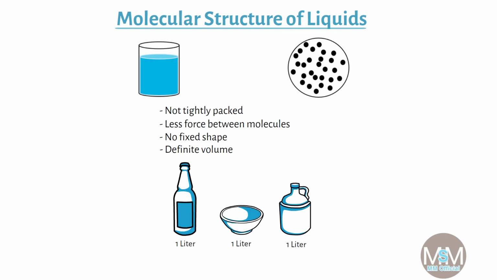For example, if you take 3 pots of different shapes as shown here and pour 1 liter of water into each of them, then water takes the shape of the pot, but in every pot, the volume of water will be 1 liter. Examples include water, oil, milk, various drinks, etc.